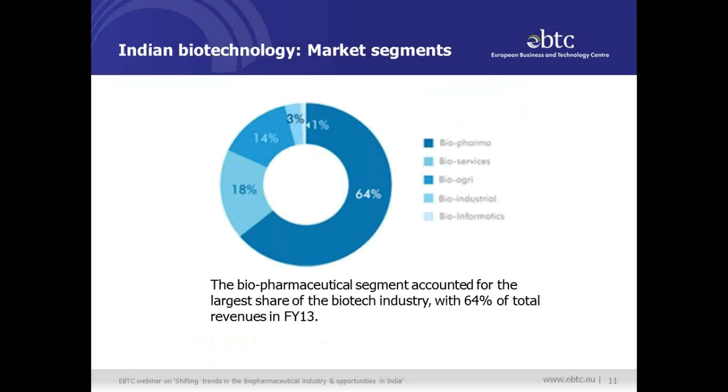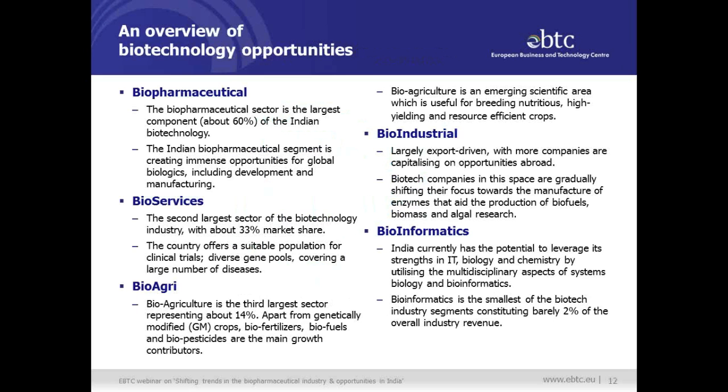If you look at the landscape of Indian biotechnology, one has to look at this diagram. The major chunk comes from biopharma, which is around 64%, followed by bioservices, bioagri, bioindustrial, and bioinformatics. This could be one of the reasons for us to focus on the biopharmaceutical segment, which I think Naveen is going to stress in more detail in a few minutes. I will leave the biopharmaceutical opportunities for Naveen to speak about. Having said that, we have several other sub-sectors of biotechnology which are very interesting.